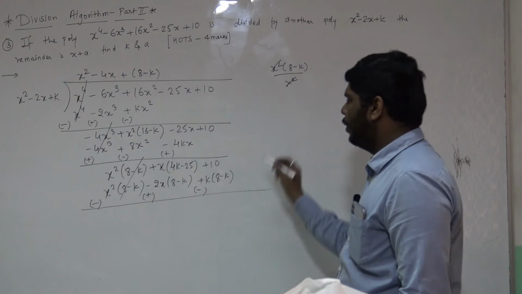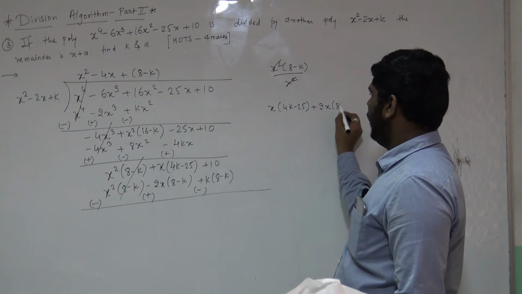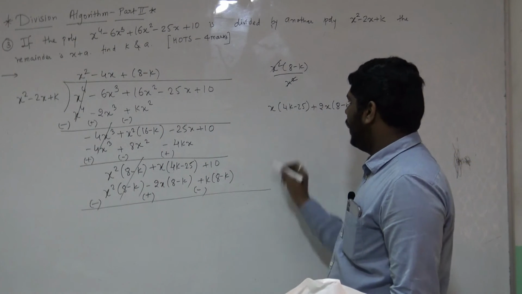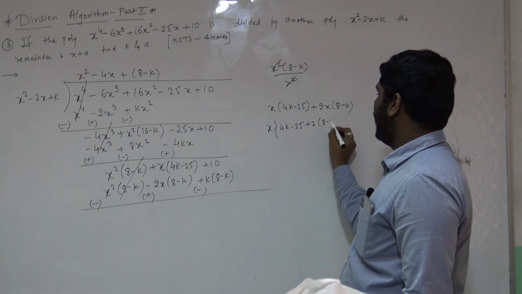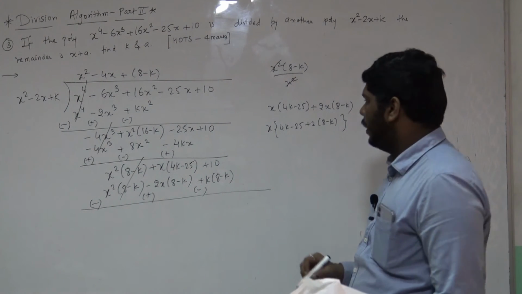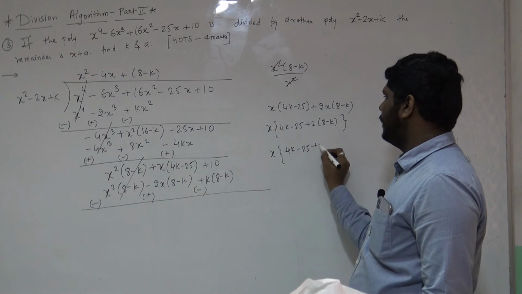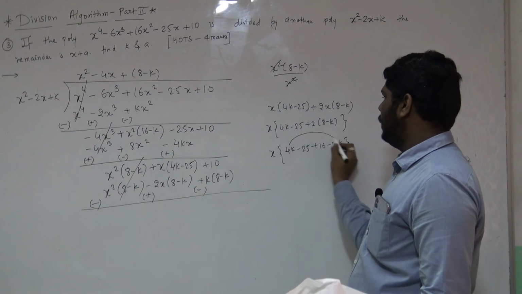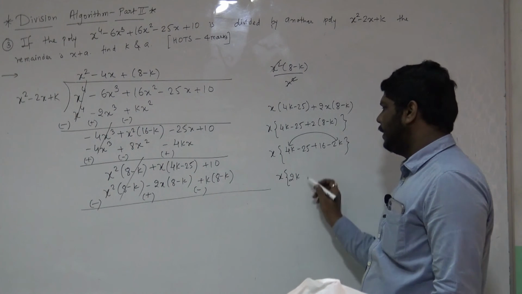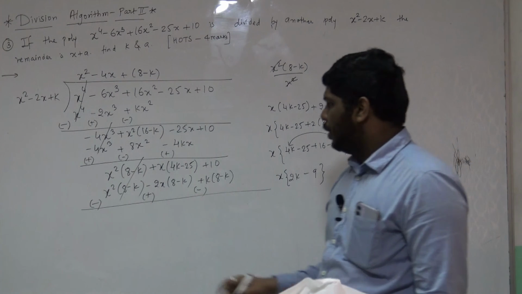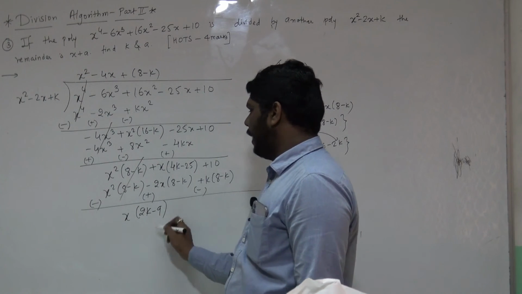Here let us see what is there now. We have x times 4k minus 25 plus 2x times 8 minus k, right? If you take x common, what is remaining inside? 4k minus 25, from here plus 2 and 8 minus k is remaining, correct? Now if you solve it further, you will get 4k minus 25, this will give you plus 16 minus 2k, right? Now these are the two like terms that can be solved. 4k minus 2k is 2k, minus 25 plus 16 will give you minus 9, right? So the solution of this will be x times 2k minus 9.